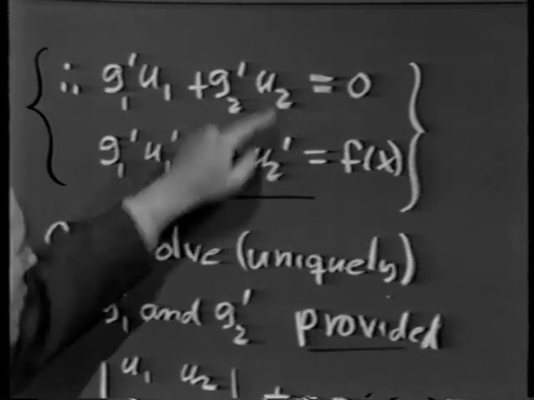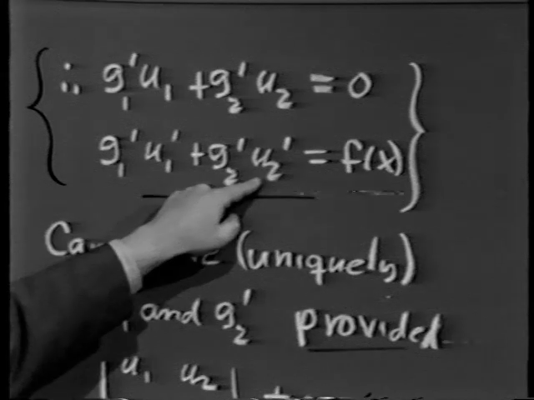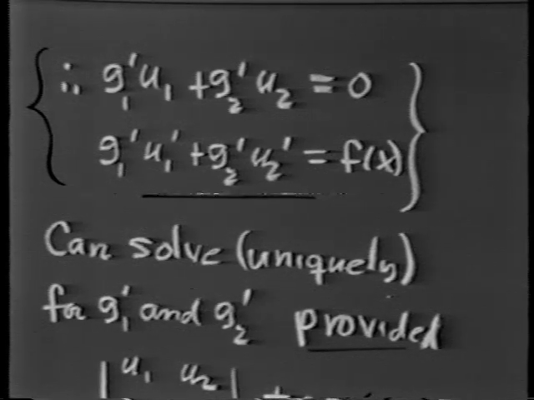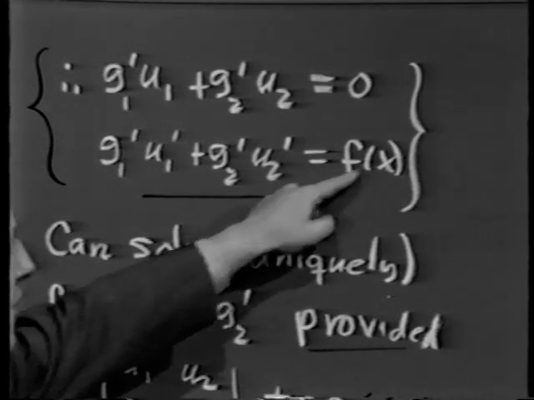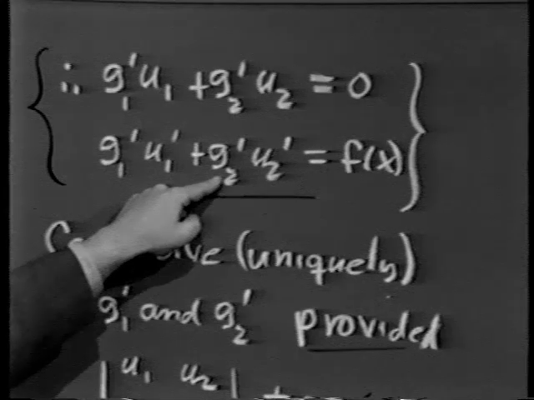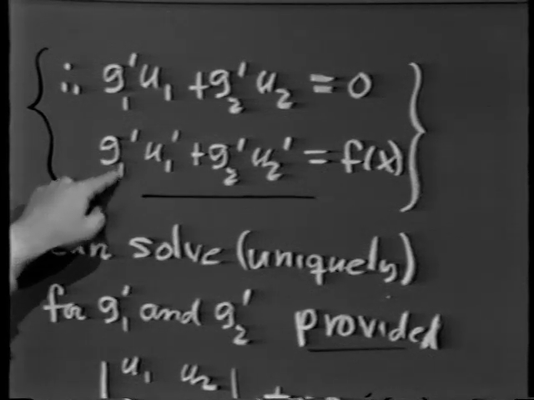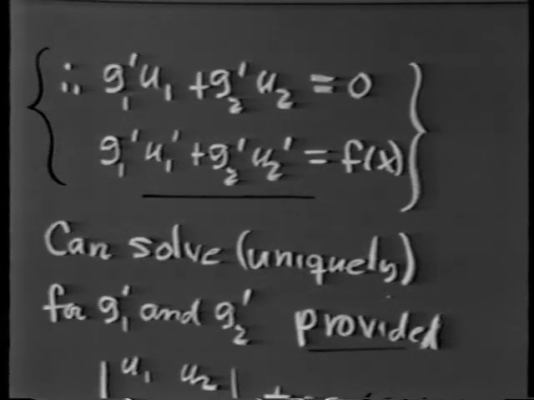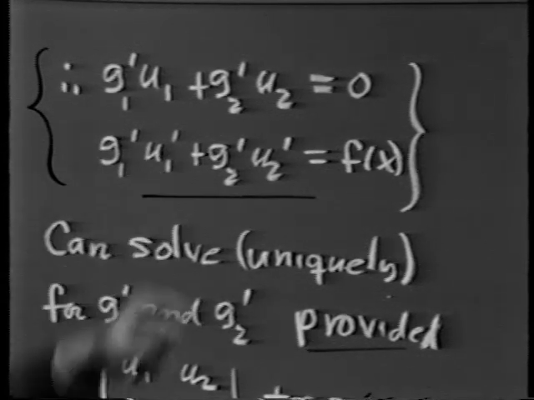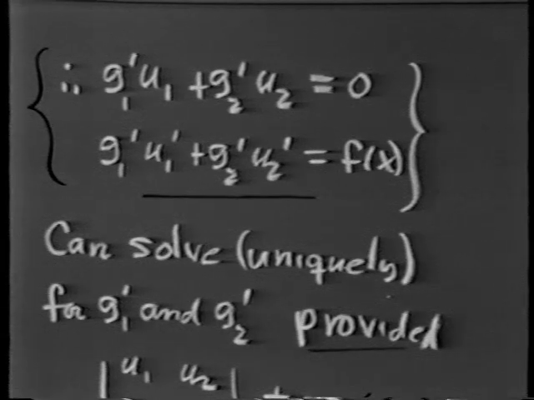u1 and u2, and consequently u1 prime and u2 prime, are known functions. They were the functions that made up the general solution of the homogeneous equation. F of x is the given right-hand side of the non-homogeneous equation. Consequently, all I don't know are g1 and g2. And by the way, notice, these equations are in terms of g1 prime and g2 prime. If I know g1 prime and g2 prime, I can integrate to find g1 and g2.